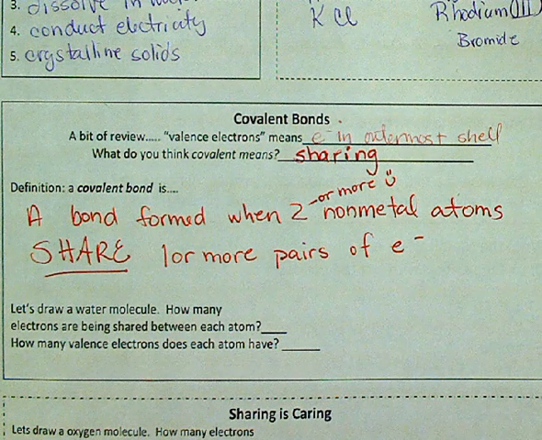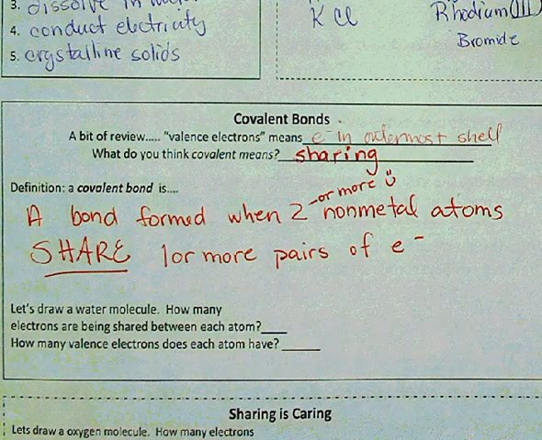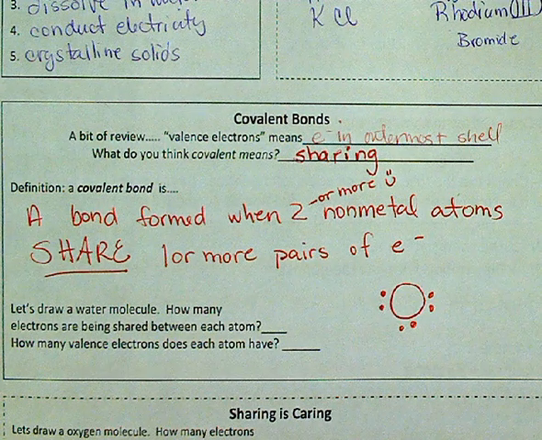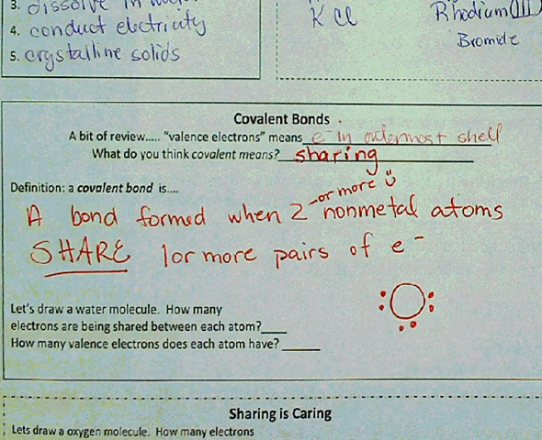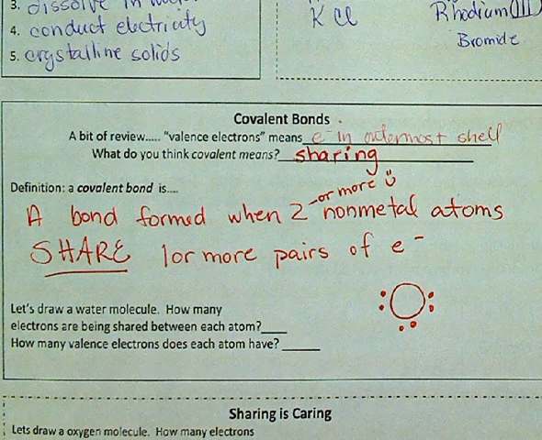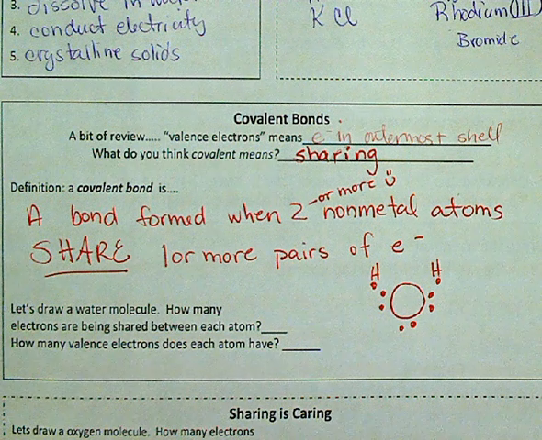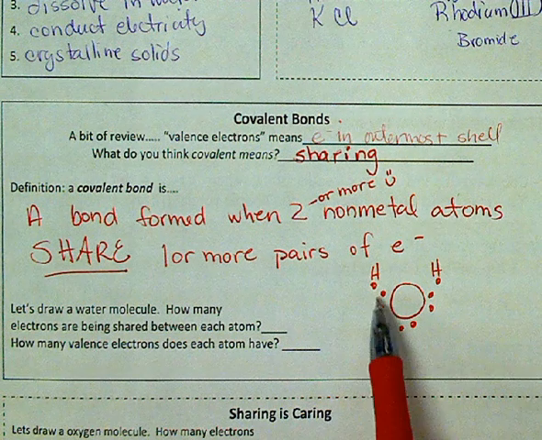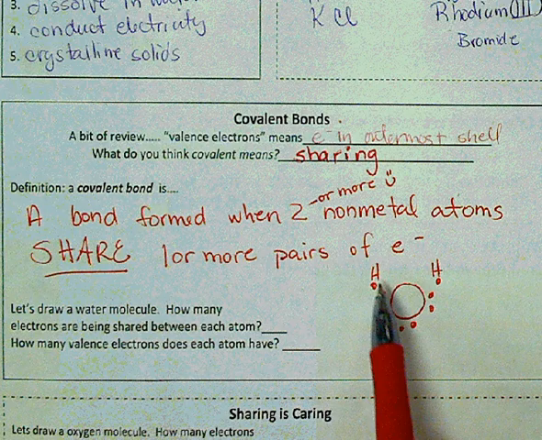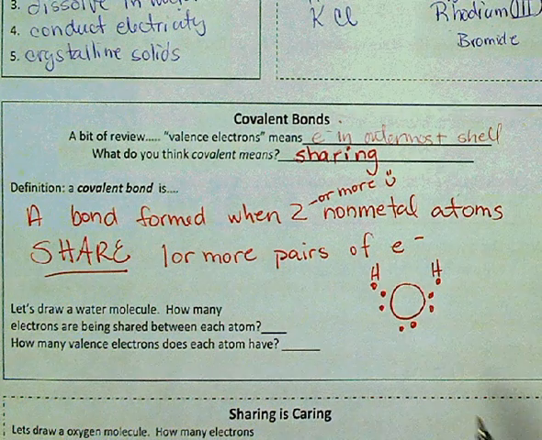So we're going to draw a water molecule. We will start off with an oxygen. We're going to do the Lewis dot structure, and then we're going to add hydrogens. So we have an oxygen that has 6 valence electrons, and each hydrogen has 1 valence electron.